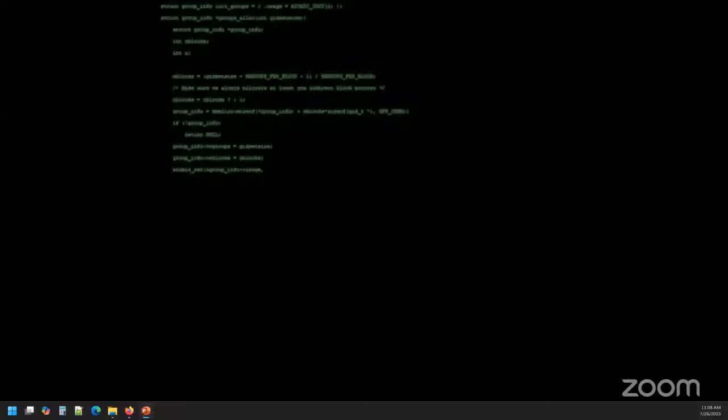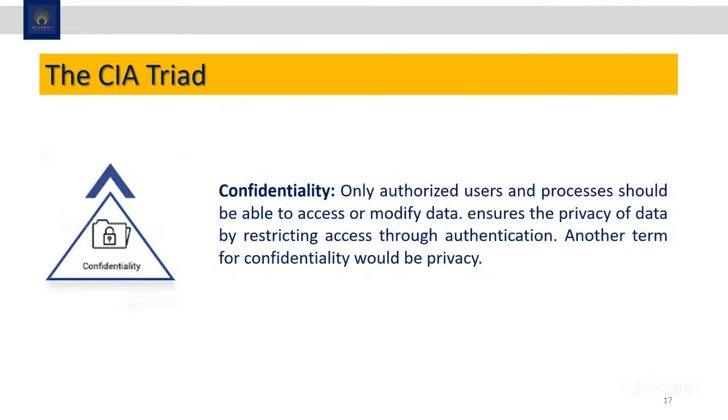Confidentiality has been compromised. All right, confidentiality has been compromised.